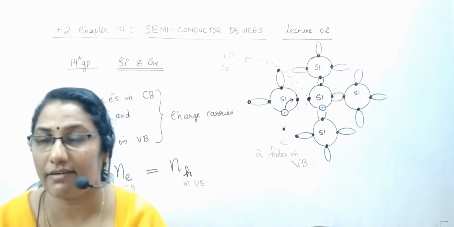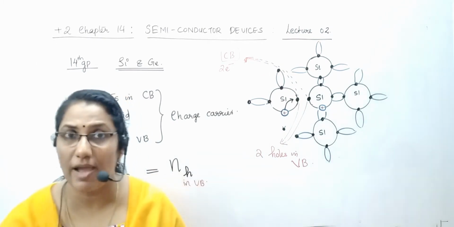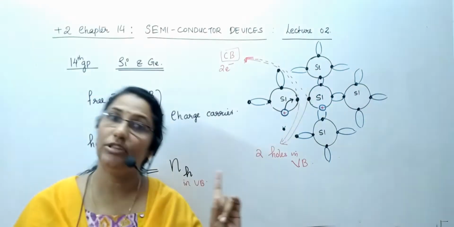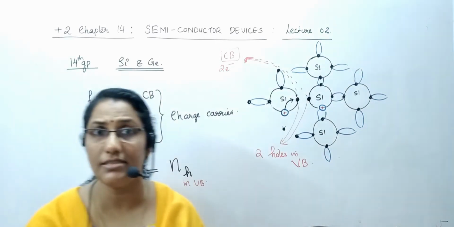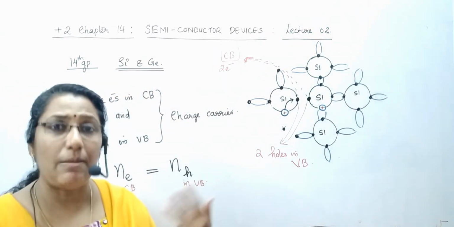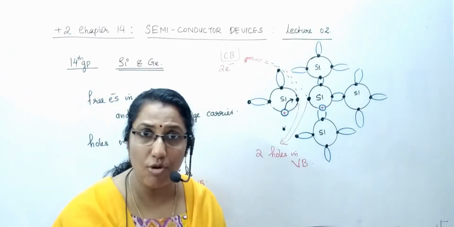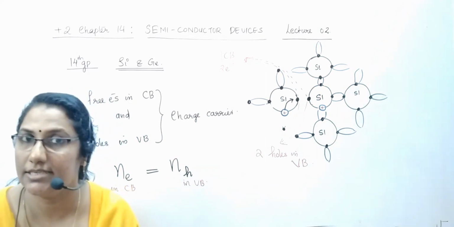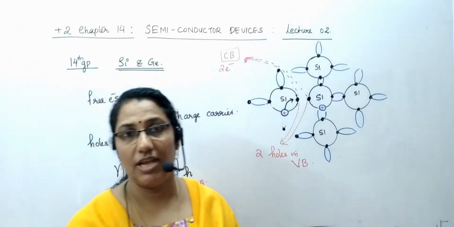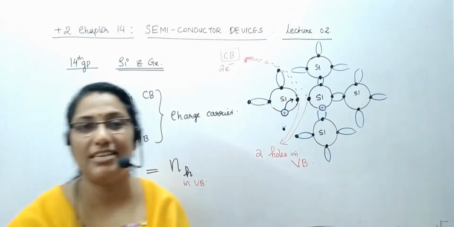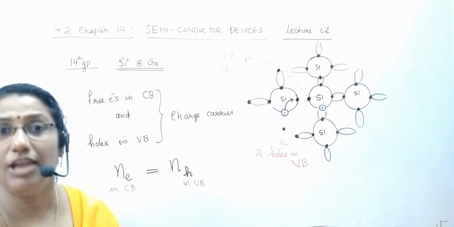an equal number of holes are created, a vacant site with a positive effect in the valence band, called the holes. Both the free electrons in the conduction band and the holes in the valence band act as the charge carriers. As the temperature increases more and more, more covalent bonds break, more and more free electrons enter into the conduction band, and an equal number of holes are created in the valence band. The semiconductor now begins to act as a good conductor. On increasing the temperature, they become a good conductor.